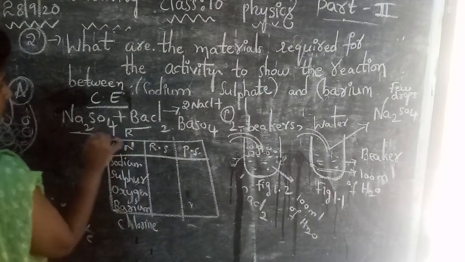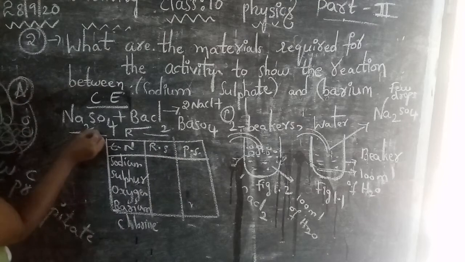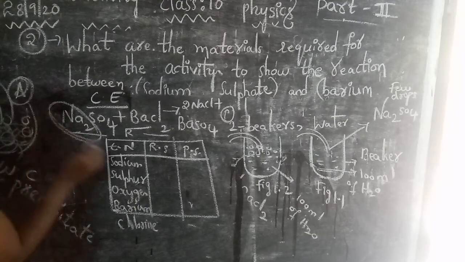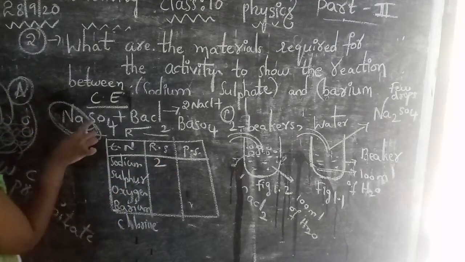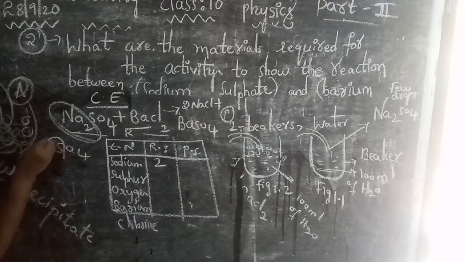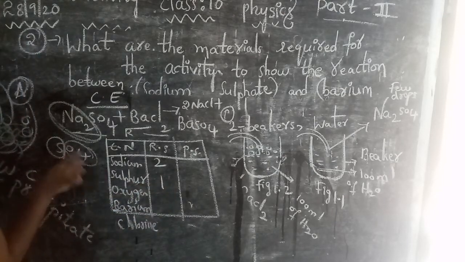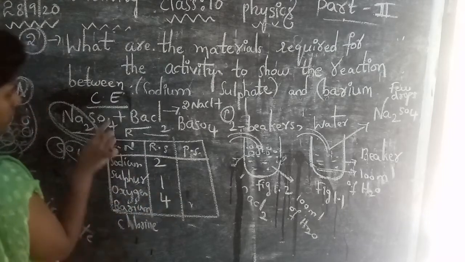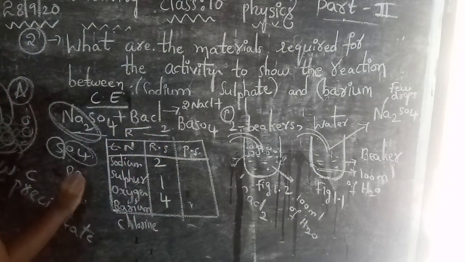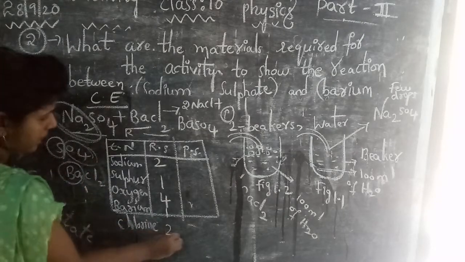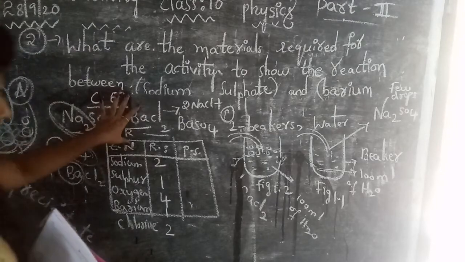Now write down the reactants and how many elements are present. Na2, how many sodiums are present? 2. Here there is no number, right? You keep 1. 1 into 2, how many sodiums? 2 sodiums. Next, SO4. S, no number is present, so 1 sulfur is present. Oxygen, how many are there? 4 oxygens. Next, BaCl2. Barium, no number is present, so 1. Next, chlorine, Cl2, 2 chlorines are present. Is it clear? Now the reactant side is over.